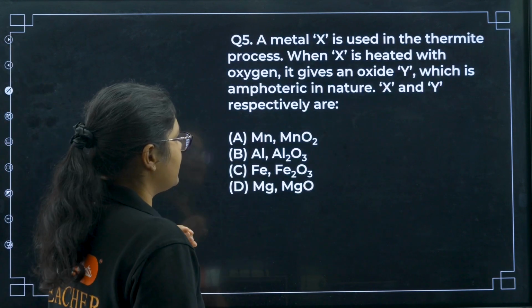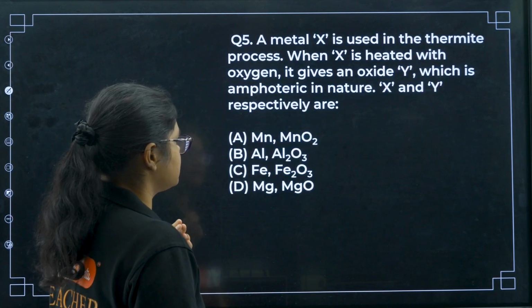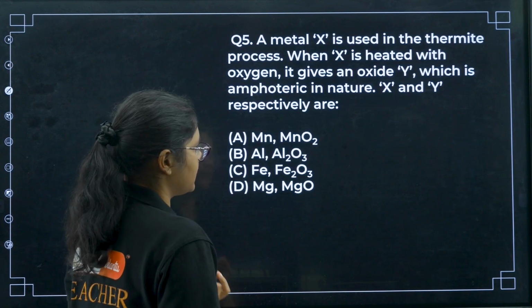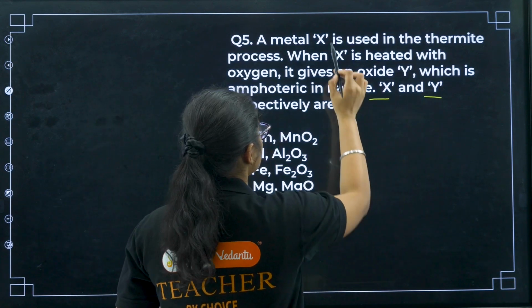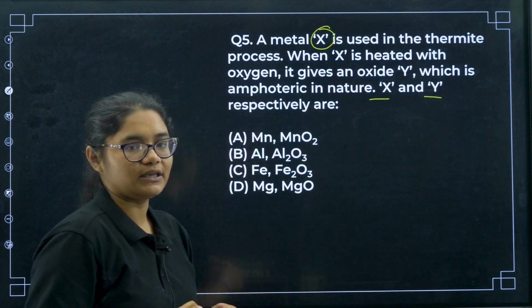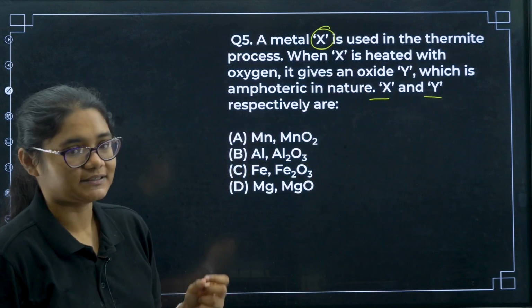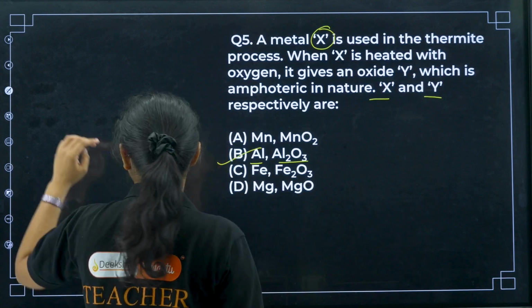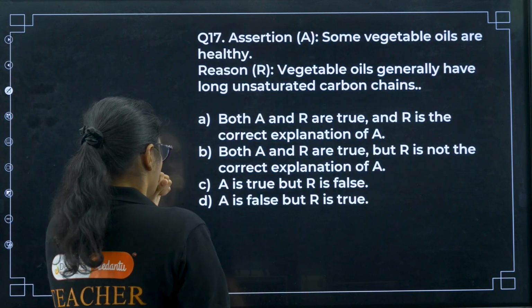Next we have the metal X used in the thermite process. When X is heated with oxygen, it gives an oxide Y which is amphoteric in nature. You know in the thermite process we have aluminium, and aluminium oxide is amphoteric in nature. So X is aluminium and Y is aluminium oxide, that is option number B.